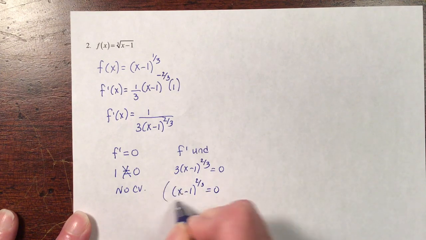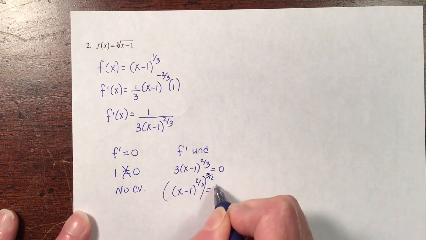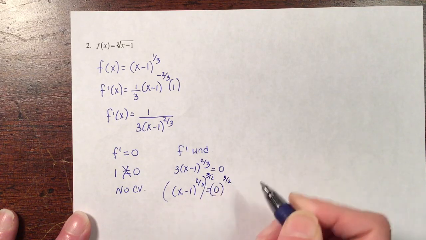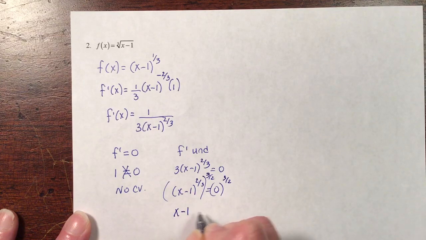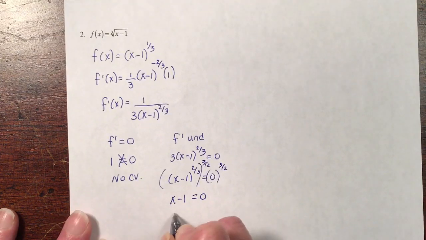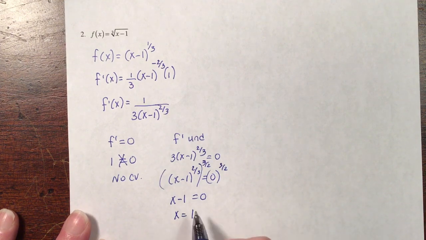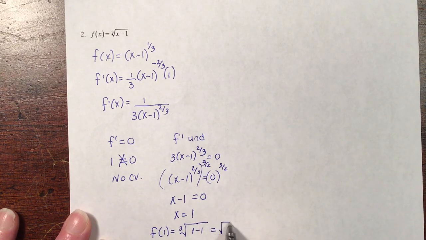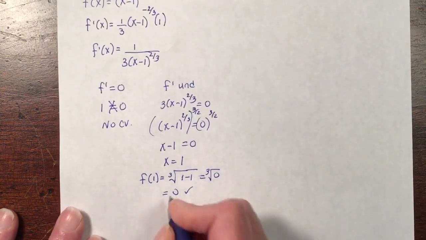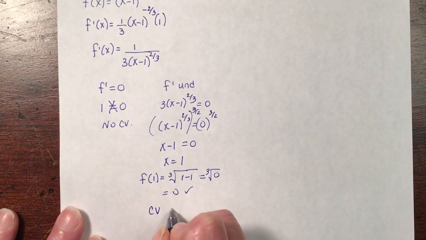And now I raise each side to the reciprocal power, which is 3/2. And x minus 1 equals 0. X equals 1. So now x equals 1 is where the derivative is undefined. Now I want to see, when I plug this back up in my original function, do I get an answer? And the cubed root of 0 is 0. So yes, this is a critical value.